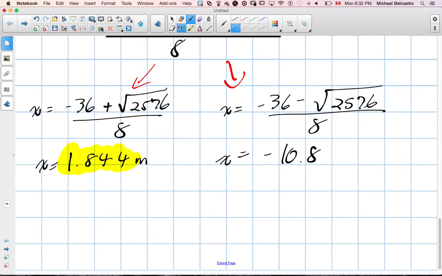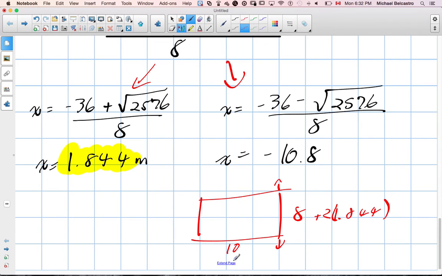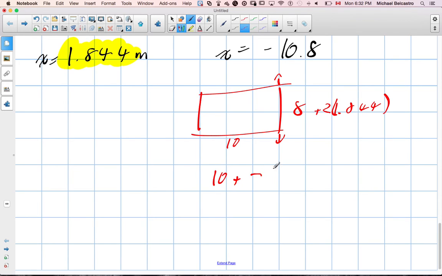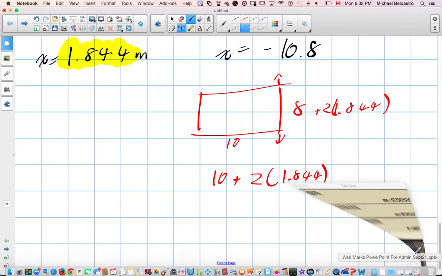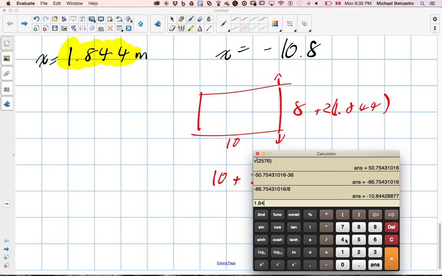So that's the expansion. What would the new dimensions be? Because our old dimensions were 8 and 10, we have to do 8 plus 1.844 twice, right? Because we're doing it on each side. And same idea down here: we have to do 10 plus 1.844 times 2. So we expand the entire width by 3.688, which means our new width is 11.688.